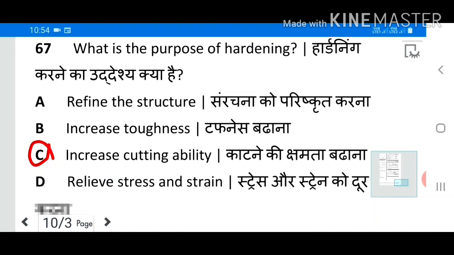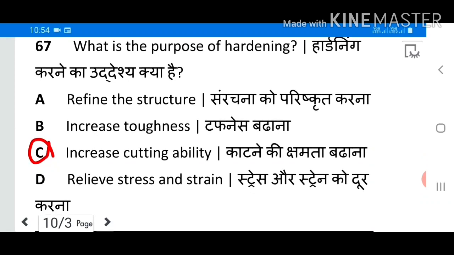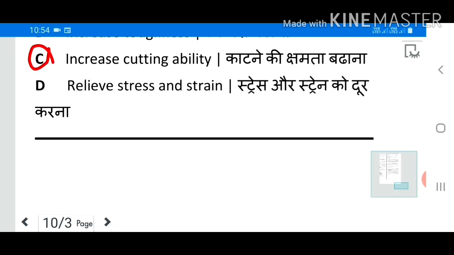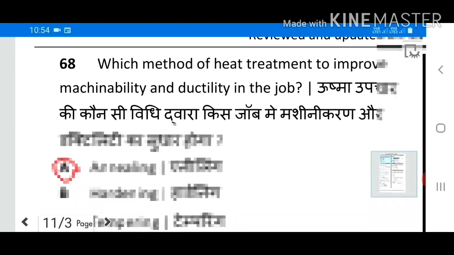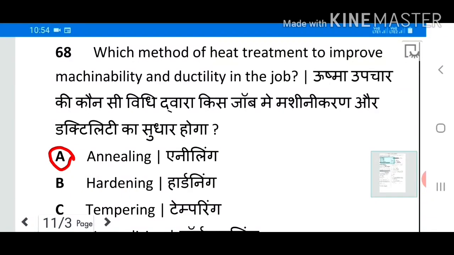67. What is the purpose of hardening? Answer C. Increase cutting ability. 68. Which method of heat treatment improves machinability and ductility in the job? Answer A. Annealing.